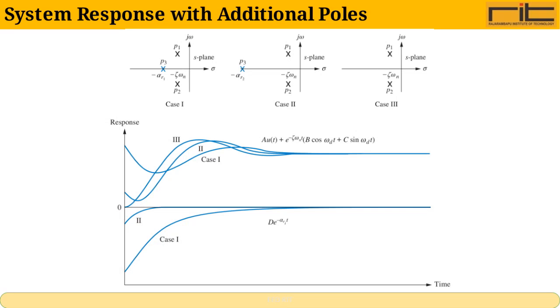Here, we're focusing on how the system responds when additional poles are introduced. Adding poles to a system generally impacts its stability and dynamic behavior. Each pole corresponds to a natural frequency of the system, and additional poles can slow down the response, potentially causing more oscillations or even instability if not properly managed. It's important to analyze how these extra poles affect the overall system performance to ensure it meets design specifications. Understanding this helps us anticipate changes in speed, damping, and stability, which are critical for designing effective control systems.